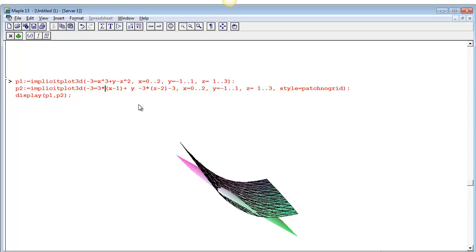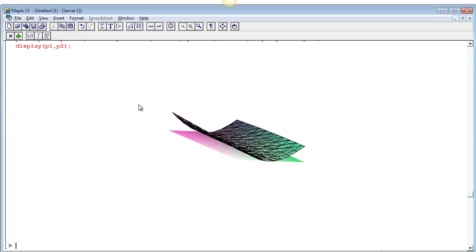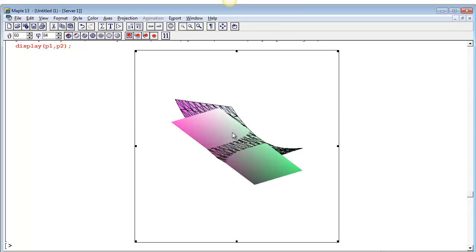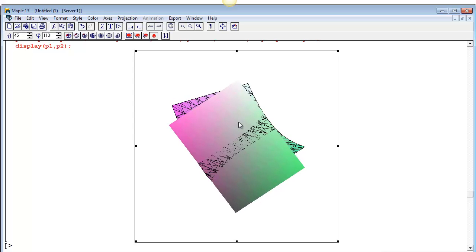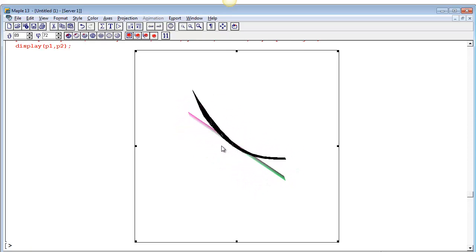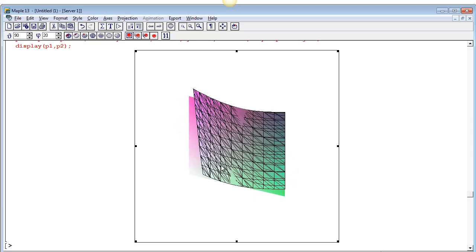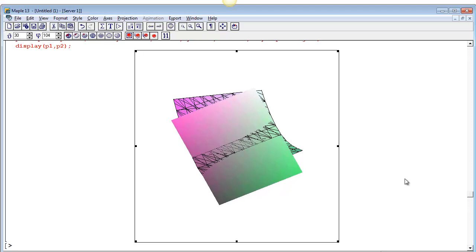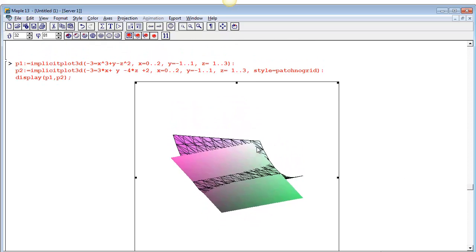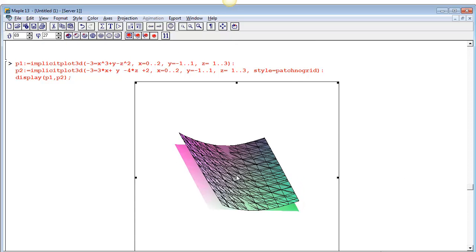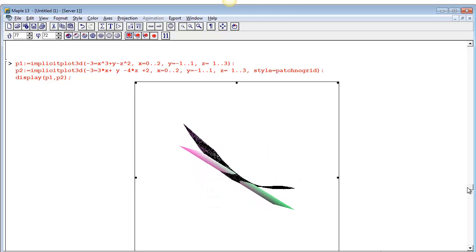So 3x plus y minus 4z plus 2. If we display both of those level sets together, the smooth one is the plane, and you can see that the plane does a really good job of approximating the nonlinear surface, at least right there in the center. That's actually where we did the linearization, where x was 1, y was 0, and z was 2. So we get a good approximation there.